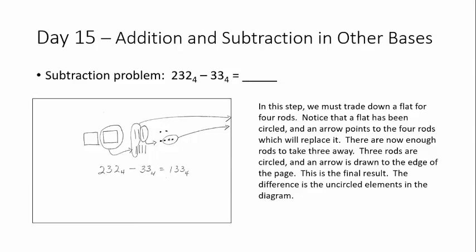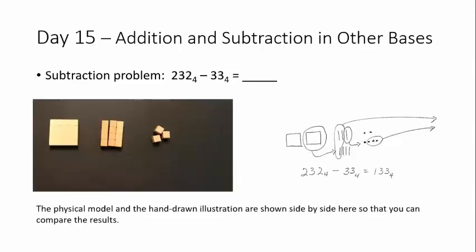The final result, or the difference, is designated with the uncircled elements. You'll notice that I have 1 flat, 3 rods, and 3 units. The difference is 133 base 4. Here I'm showing the comparison between the manipulatives and the drawing. So you can see that I have 133 base 4 in both cases.